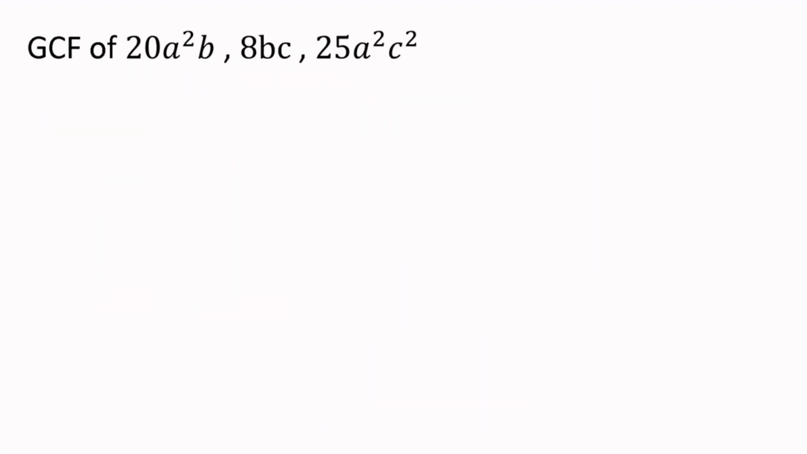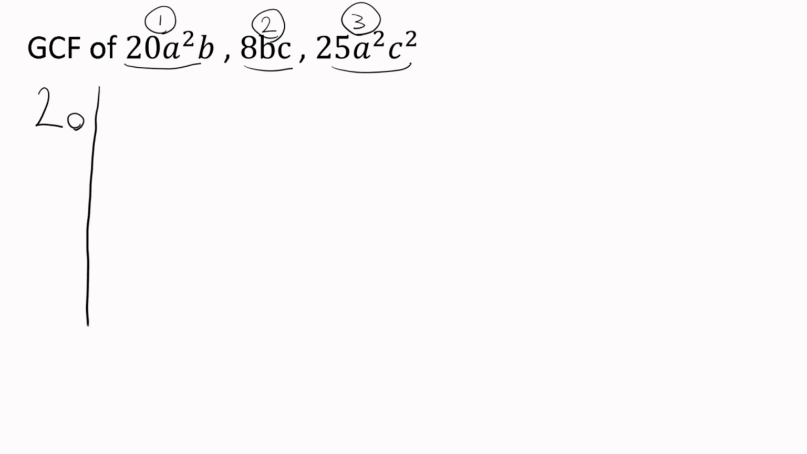Let's solve the next example with each other. Here we have 3 terms. So as you can see, I'm going to call it 1, 2, and the last one will be 3. Let's start with the numbers, coefficients, and write prime factors of them. Again, I'm telling you, if you don't know how to write prime factors of a number, I strongly suggest you watch that video first. I'm going to put the link in the description.